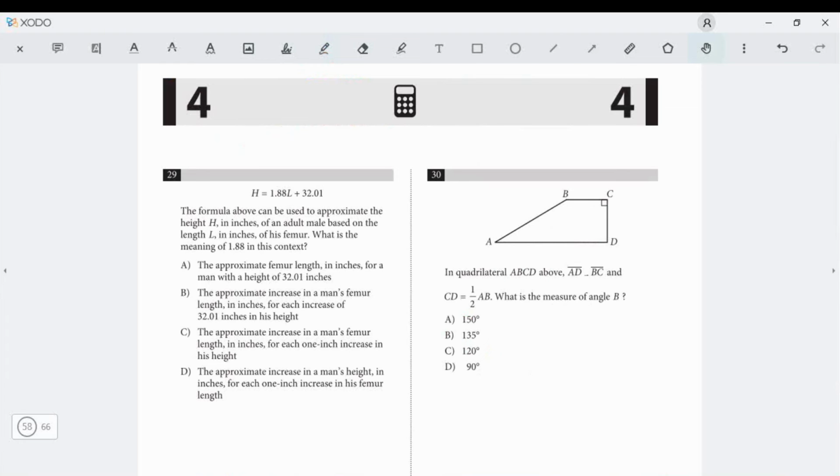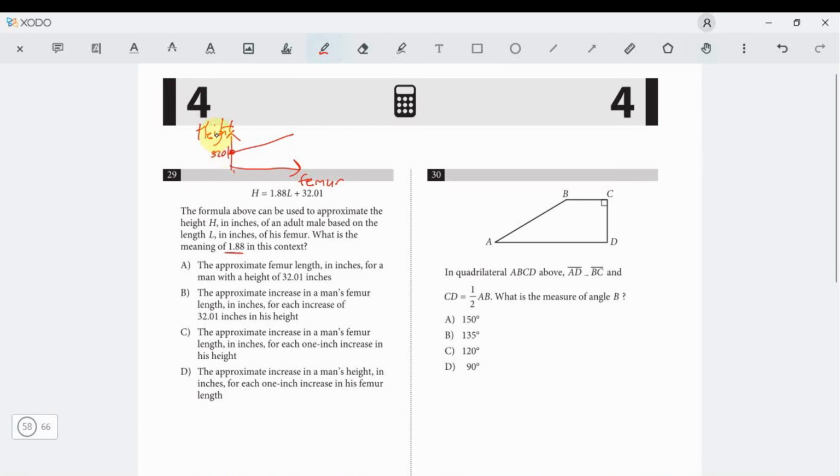Nice. Question 29. Question 29 says the line above is used to approximate the height in inches of an adult based on the length of his femur. So on the y-axis, we have the height of a male, and down here we have the femur length. And then they tell us that, of course, the gradient is 1.88 and the y-intercept is 32.01. Okay, so what is the meaning of 1.88, which is the gradient?